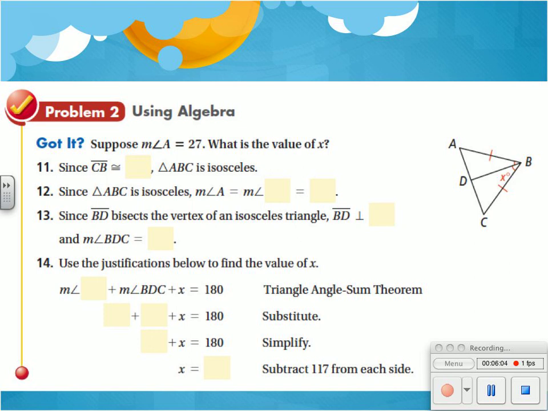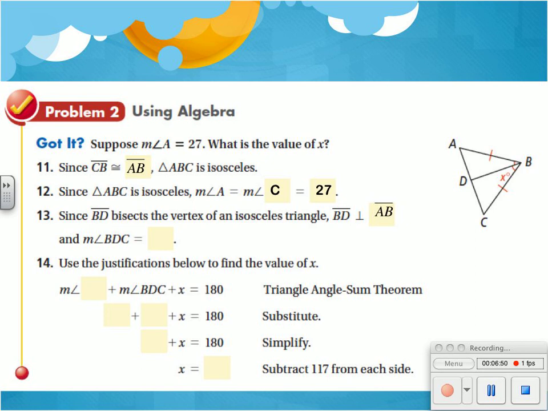So let's use some algebra. We can solve equations and problems when we look at isosceles triangles and equilateral triangles. So suppose the measure of angle A equals 27. So this angle right here, angle A equals 27. What is the value of X? Well, if we know that angle A is 27, since CB is congruent to segment AB, and that's given, we know that triangle ABC is an isosceles triangle. So we know that angle A is going to be congruent to angle C. So since triangle ABC is isosceles, the measure of angle A equals the measure of angle C, which equals 27.